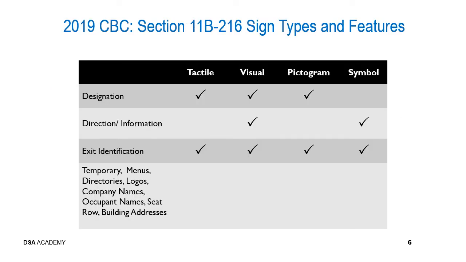With regards to sign types and features that are covered in 11B-216, there's been no changes compared to the past code cycle. However, this schematic table, which identifies when they are required, is helpful and useful to be aware of. It shows when tactile, visual, pictorial, a pictogram or a symbol is required based upon the nature of the sign, whether or not it's a designation type of sign, a direction or informational, an exit identification, and so on and so forth.